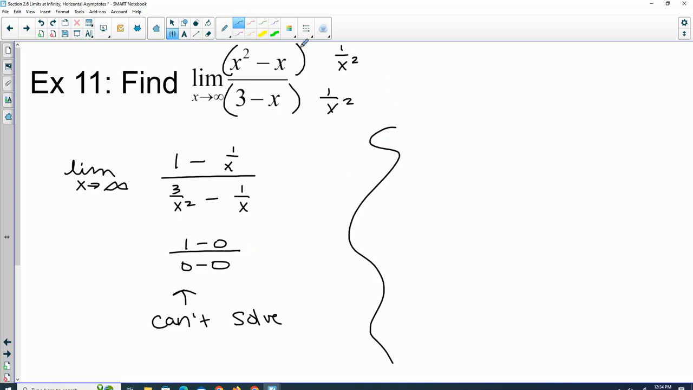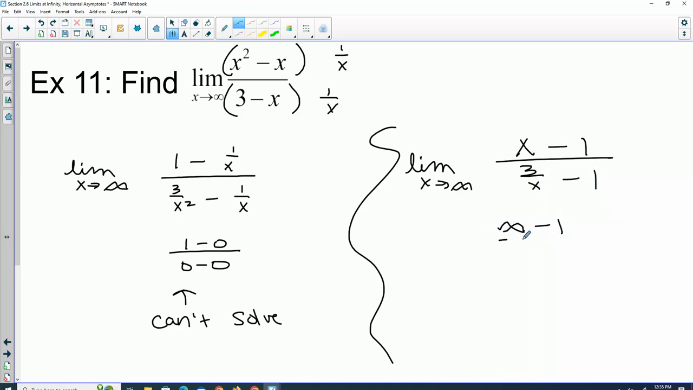Can we multiply by x to the negative 2? That's 1 over x squared. So let's just back off the power and see if that helps. We would get x squared over x is x, minus x over x is 1, over 3 over x minus 1. So you get infinity minus 1 on top, and 3 over infinity is 0, minus 1 on the bottom.